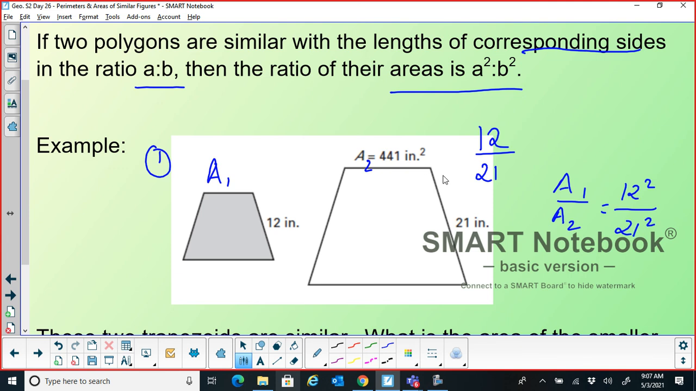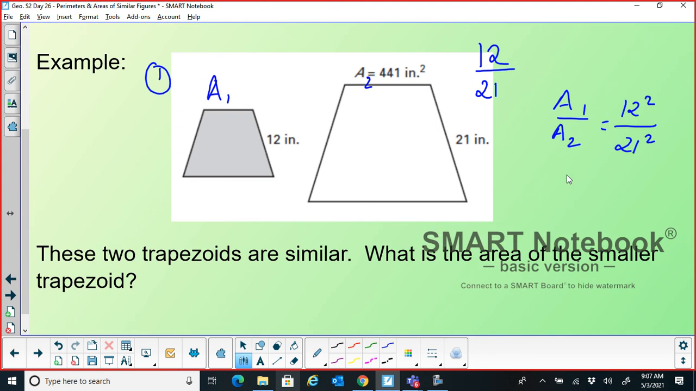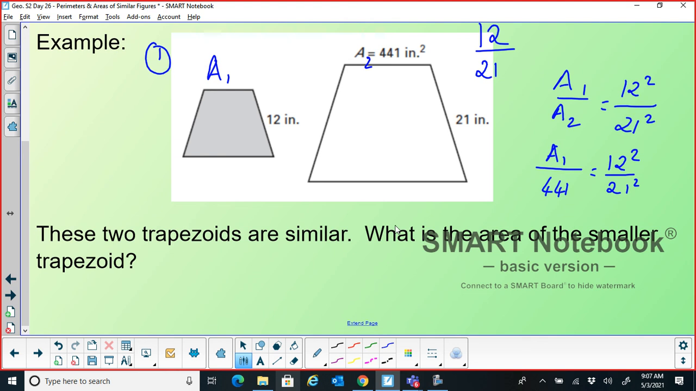And I know the area of the second trapezoid here is 441. So let me substitute here 441. A1 over the area of the second trapezoid, which is 441, equals 12 squared is to 21 squared. And you can cross multiply to find the area of the first one. By cross multiplying, I'll have A1 equals 441 times 12 squared, and further I have to divide by 21 squared.